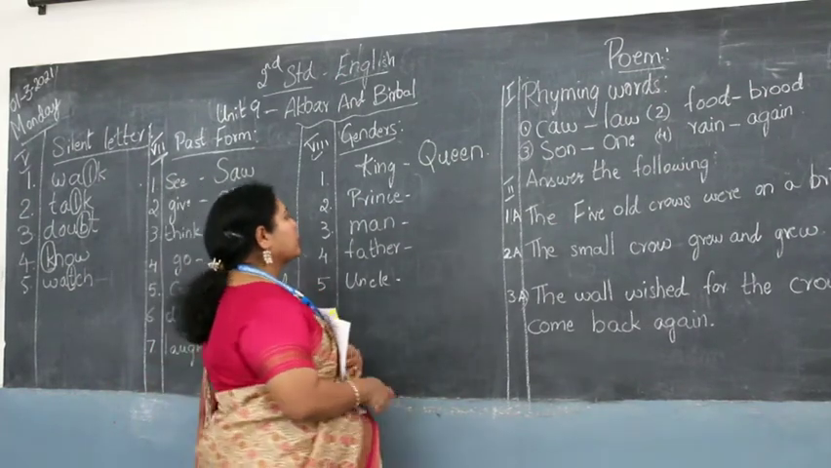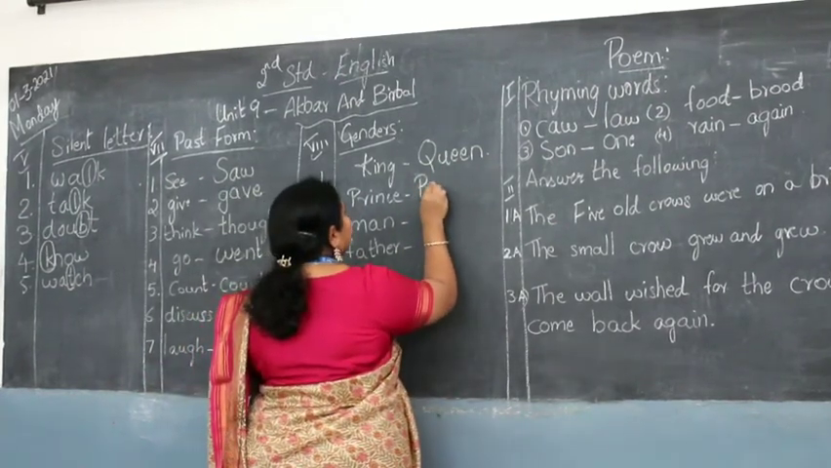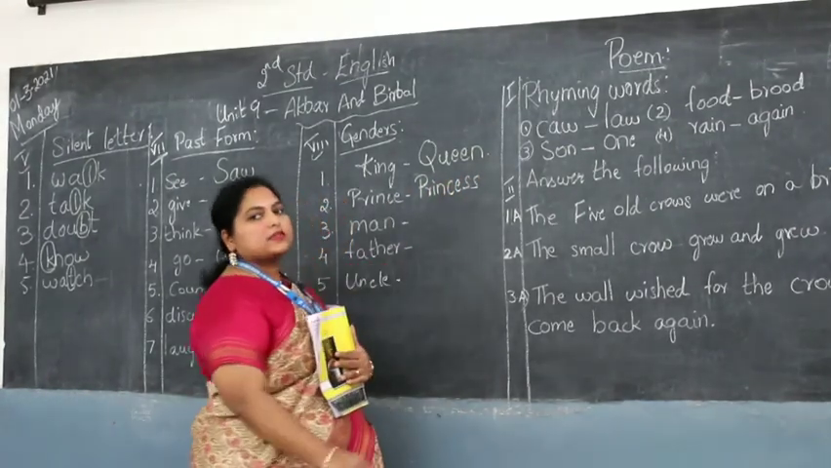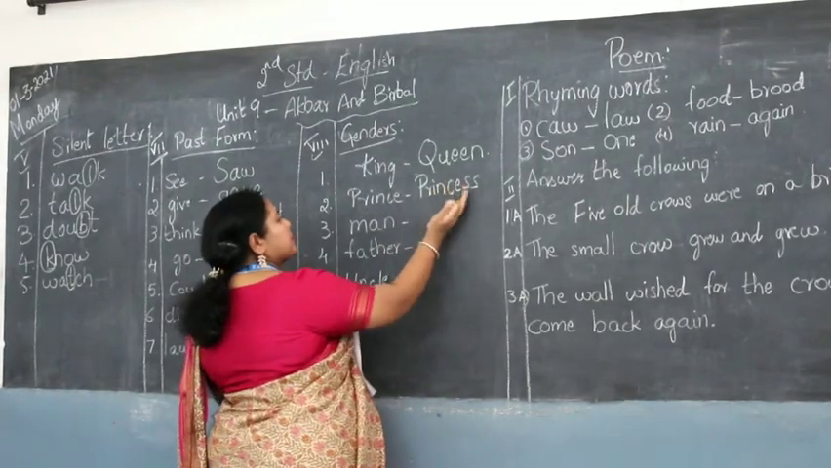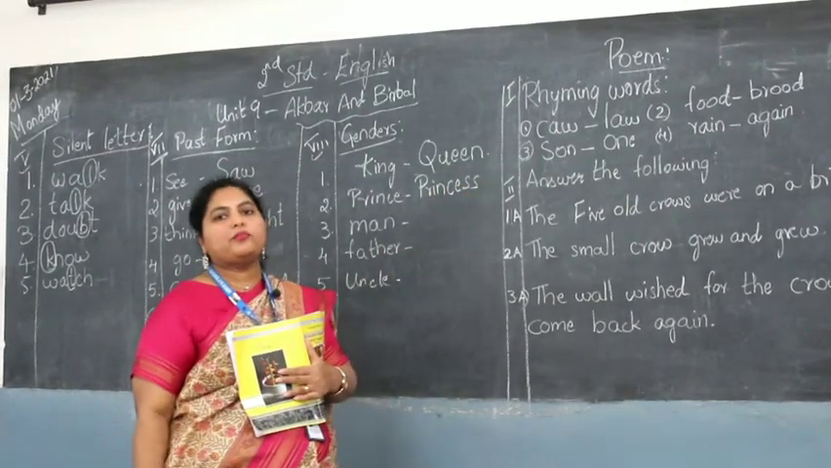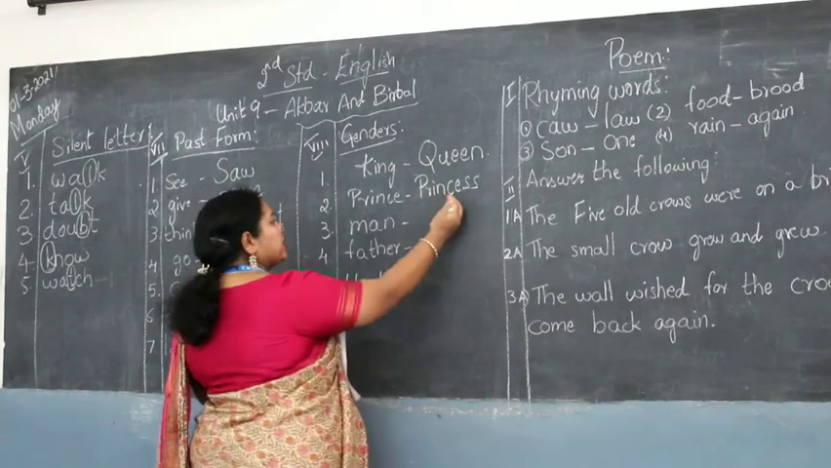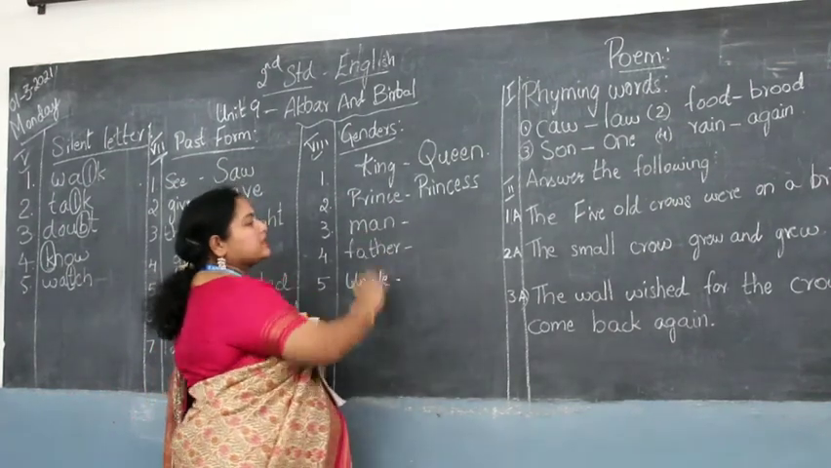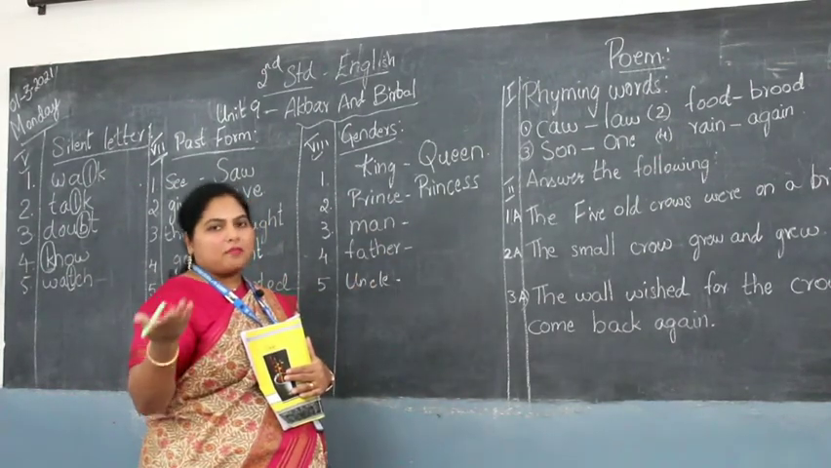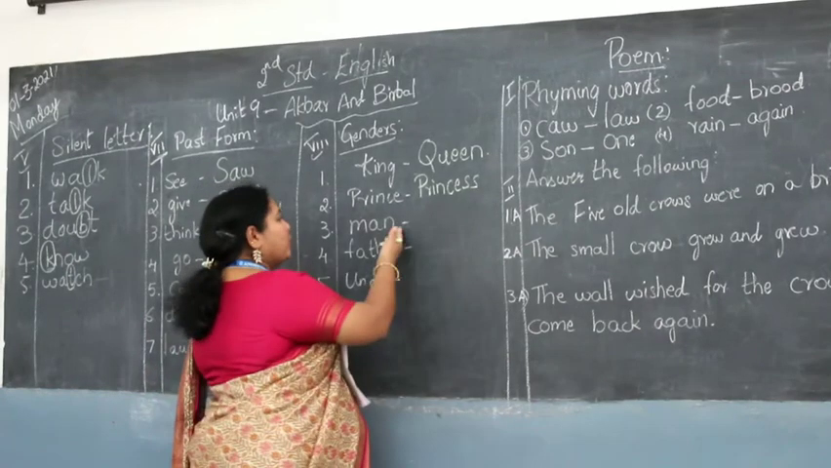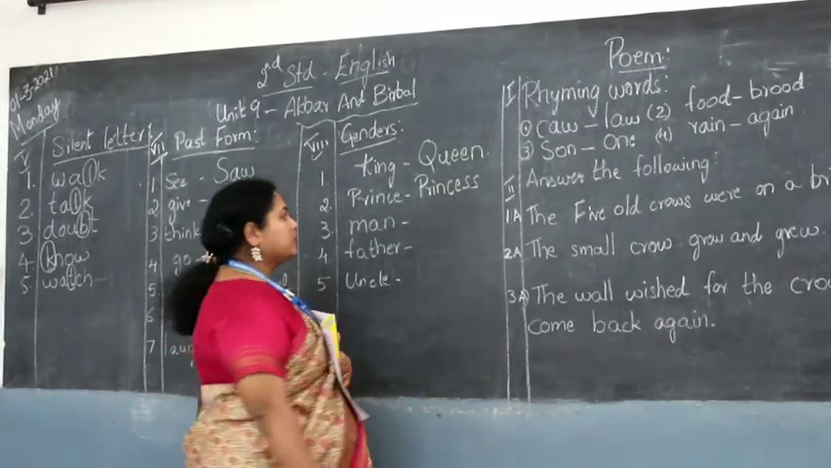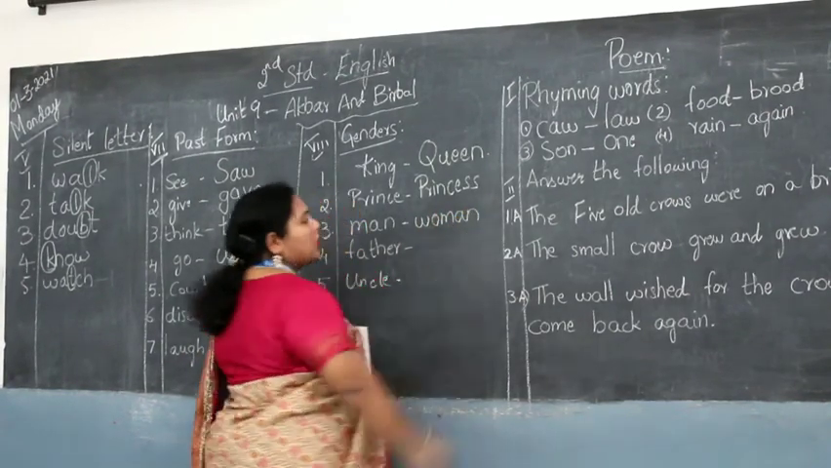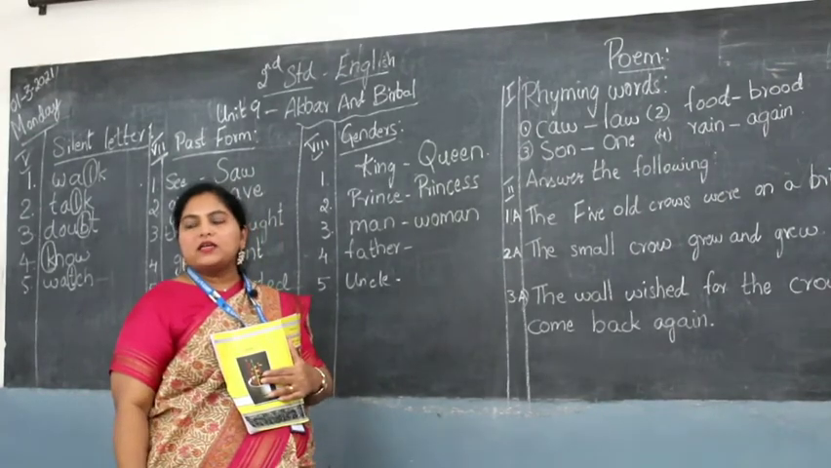The daughter of a king or a queen is called princess. P-R-I-N-C-E-S-S. Princess is not a plural form, but princess is a feminine form of prince. Okay? So it's a feminine gender of prince. What is a man? Now man is again a masculine form, because a man is a man, it's a boy. What is the feminine gender for man? Woman. W-O-M-A-N, woman. Okay, the feminine gender for man is woman.